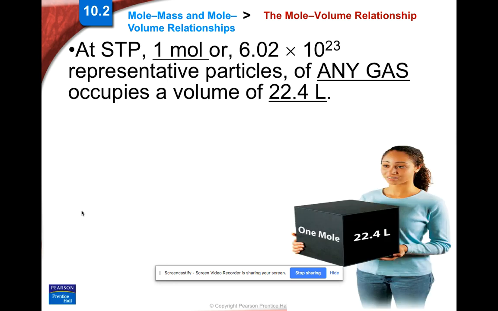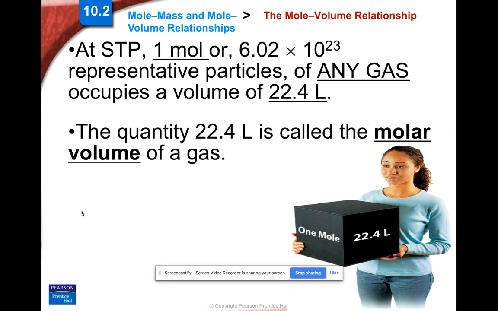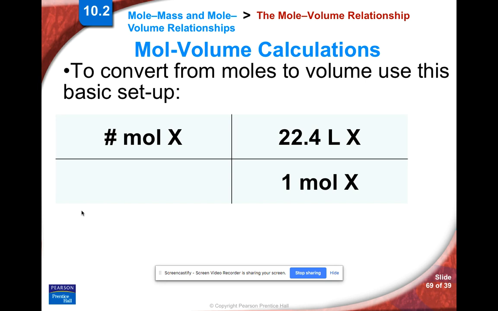Okay, so at STP, 1 mole of any gas, which if you remember was 6.02 times 10 to the 23rd particles, will always occupy the exact same volume, and that volume is 22.4 liters. Because 1 mole of any gas occupies that volume, we call it the molar volume. So 1 mole of any gas always equals 22.4 liters. Now let's try some problems where we convert between moles and liters.